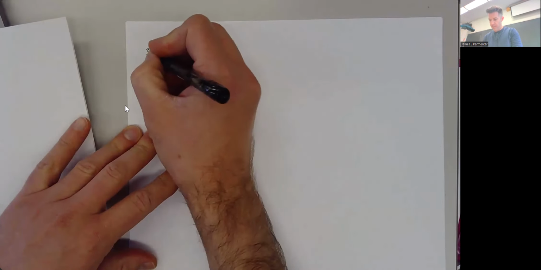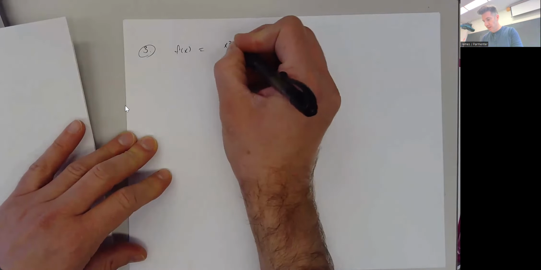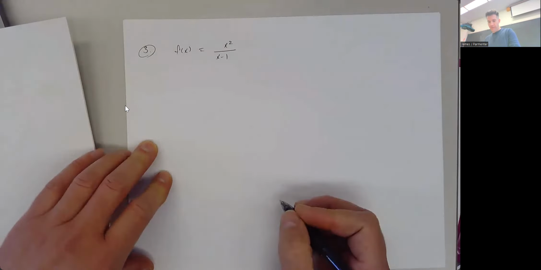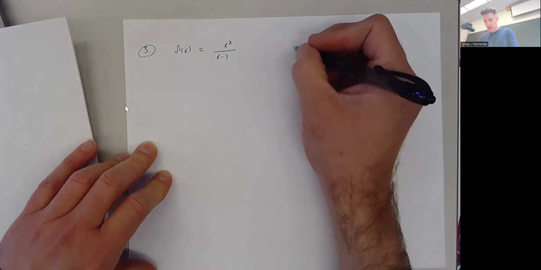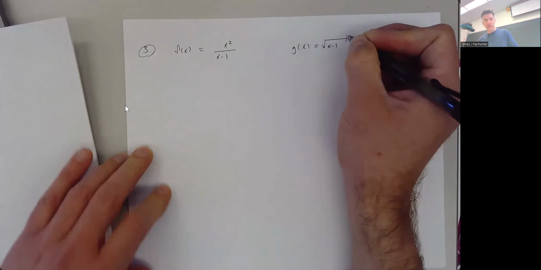So for the following problems, this is 3 from my exam. I will admit I wrote this kind of fast, so it's possible I wrote something that wasn't excellent. So we will address that if it's an issue. So f of x is x squared over x minus 1, and g of x is the square root of x minus 1.